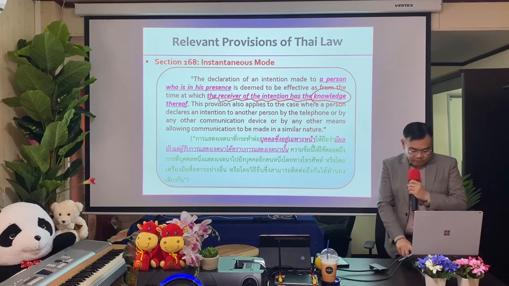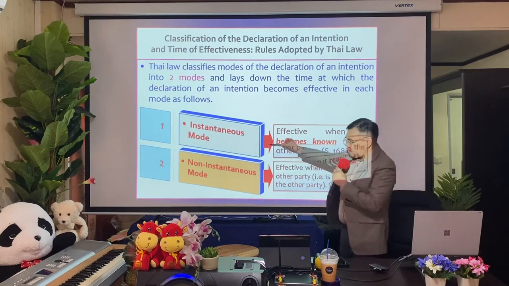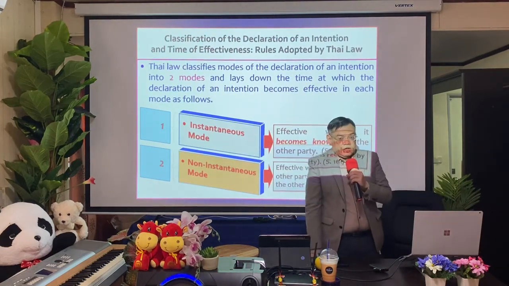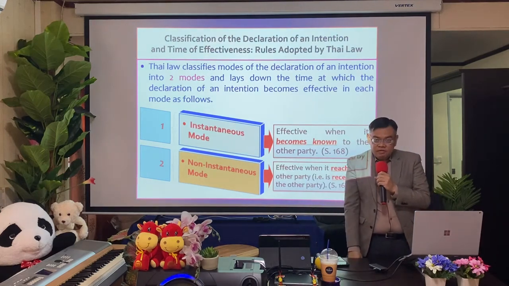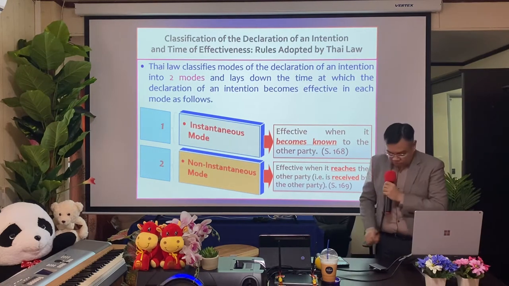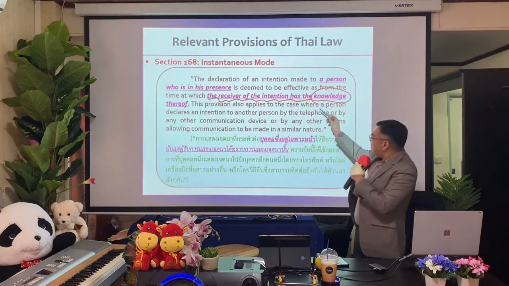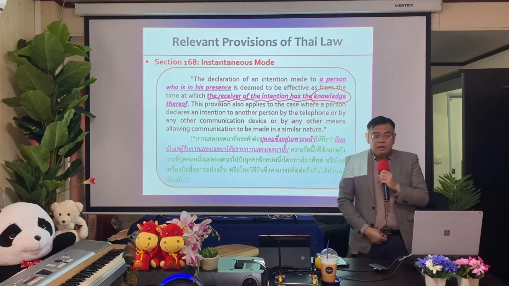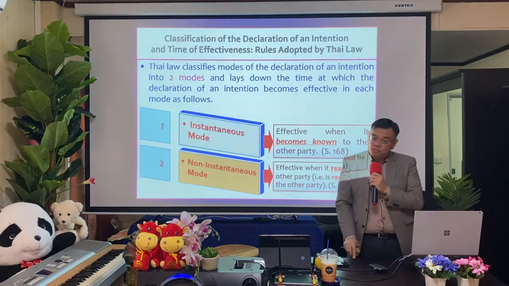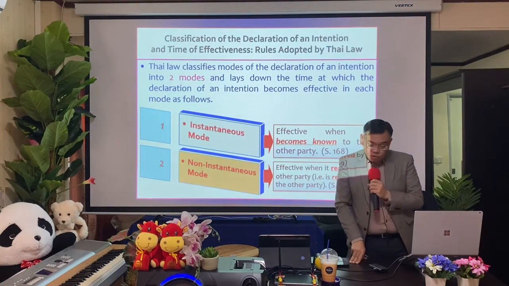This means that in an instantaneous mode of communication, if A declares an intention to B, the declaration made by A will take effect as soon as B has knowledge of it. As soon as B has the knowledge of that declaration of the intention. Put simply, when the intention declared by A becomes known to B.